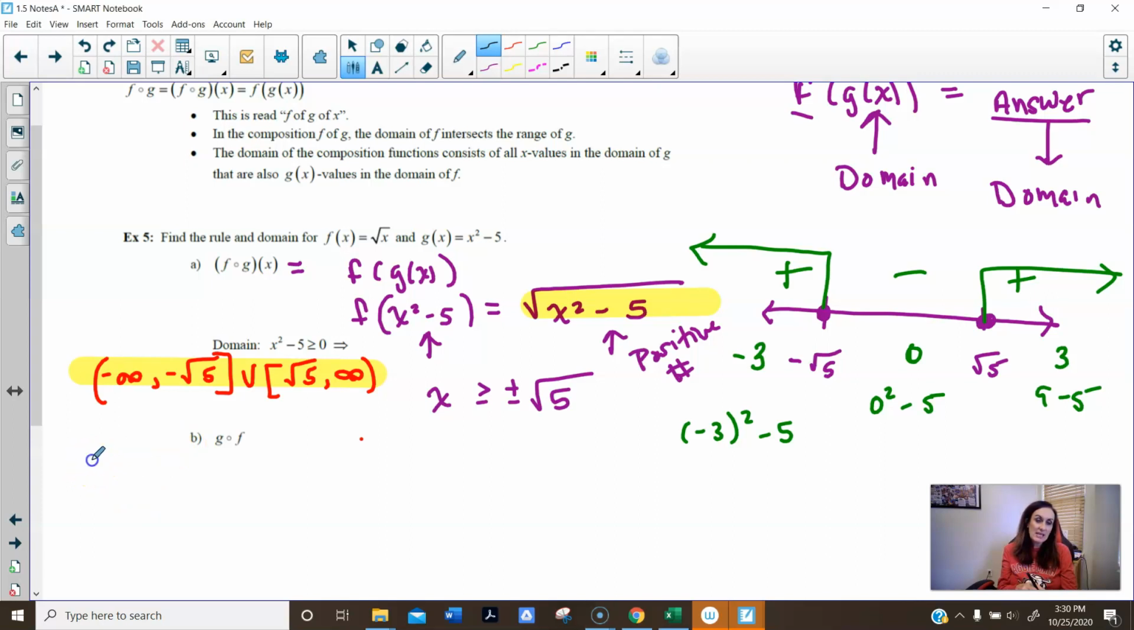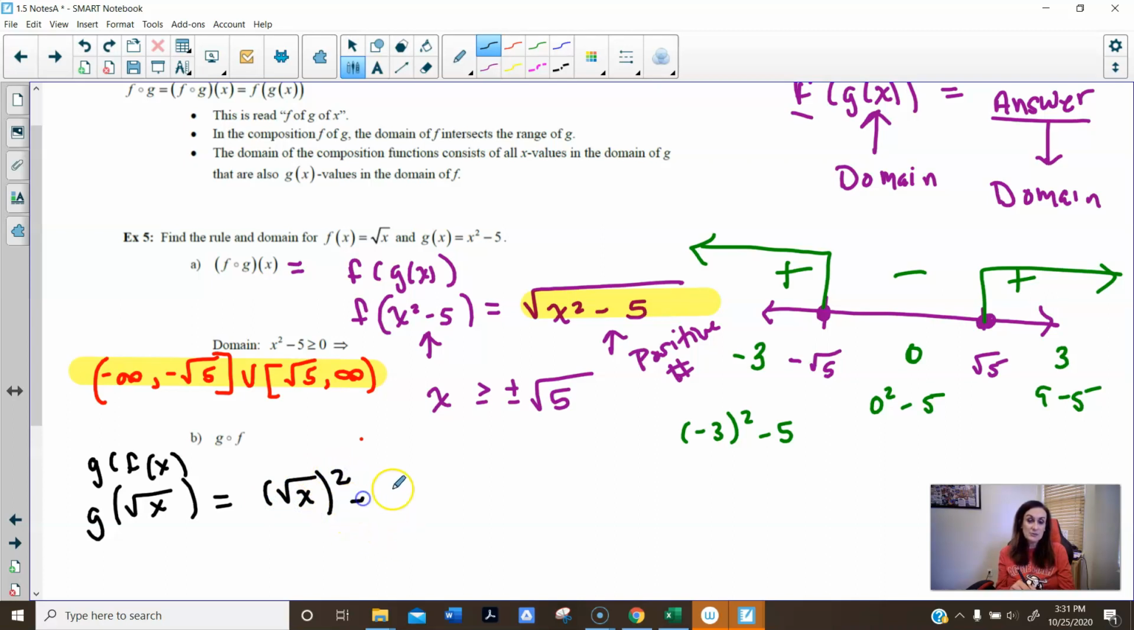So g of f of x, or golf, kind of like golf without the L. All right, golf, g of f of x. So you're going to start with f of x. F of x is the square root of x. And you're going to plug that into function g. So function g is x squared subtract 5. So that's the square root of x squared subtract 5. And I'll end up with x subtract 5.